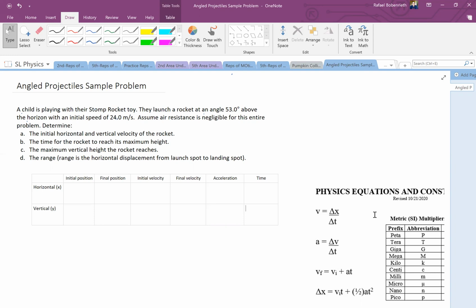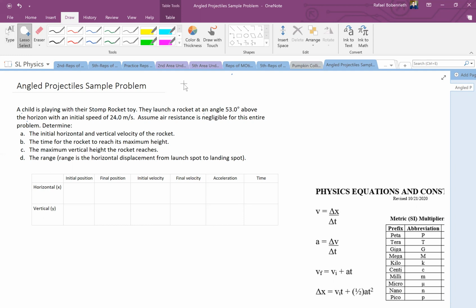Okay, so here is the sample problem. A child is playing with their stomp rocket toy. They launch a rocket at an angle of 53 degrees above the horizon with an initial speed of 24.0 meters per second. Assume the air resistance is negligible for this entire problem. There are four things to be determined. A, the initial horizontal and vertical velocity of the rocket. B, the time for the rocket to reach its maximum height. C, the maximum vertical height the rocket reaches. And D, the range, which is simply the horizontal displacement from the launch spot to the landing spot.